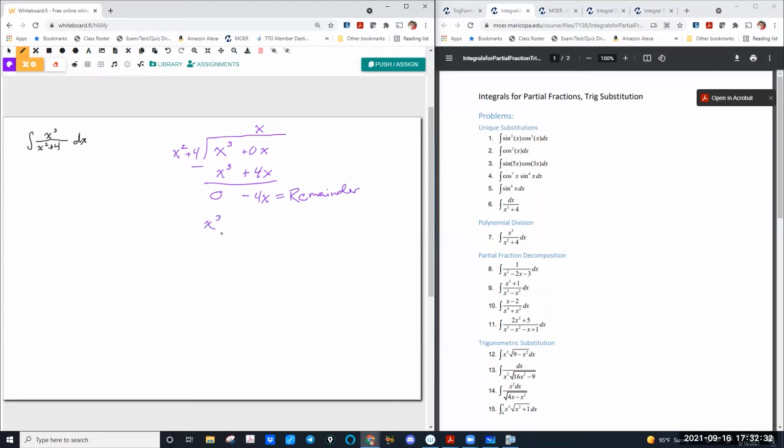So what we do is we use the remainder theorem to rewrite this. In other words, x cubed over x squared plus 4 is equal to x plus negative 4x over our divisor, x squared plus 4. Okay? That's what's called the remainder theorem.